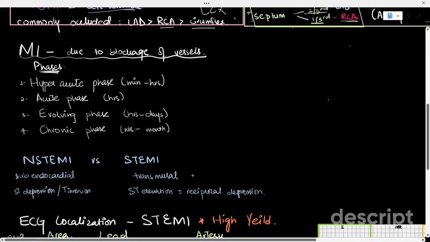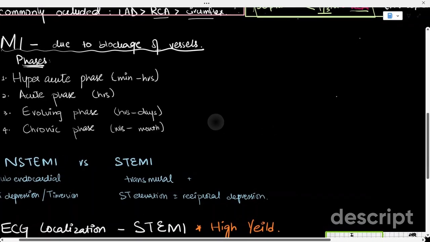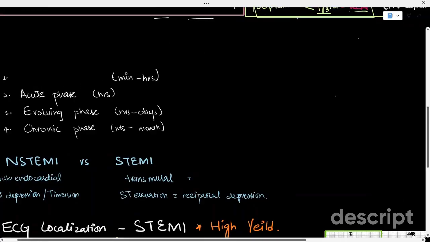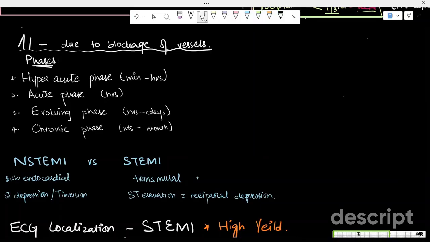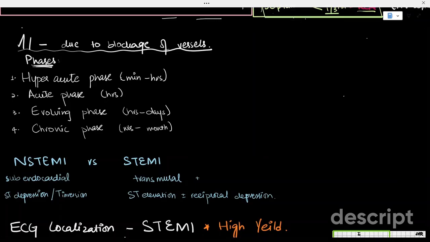Now, coming on to MI, that is myocardial infarction. It is caused due to blockage of the heart vessels. Now, the ECG evolution will have different phases. The first phase is hyperacute phase, which occurs in minutes to hours, and the ECG shows tall peaked T waves, and it is localized over the area of the infarct.